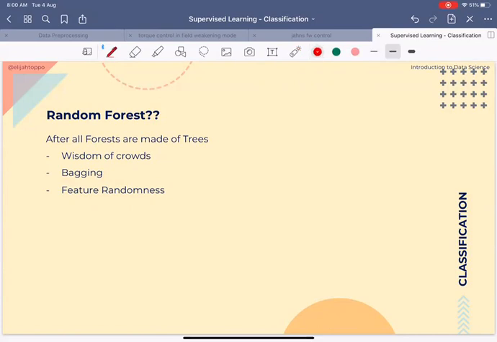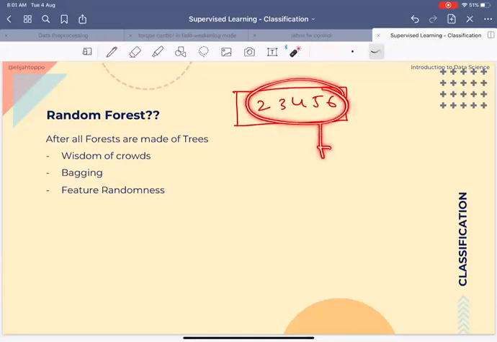Let me show you. Let's say I have 10 training examples. 1, 2, 3, or let's say I have 6 training examples. And with a decision tree, what we'll do is we will give all of this data to train a model.